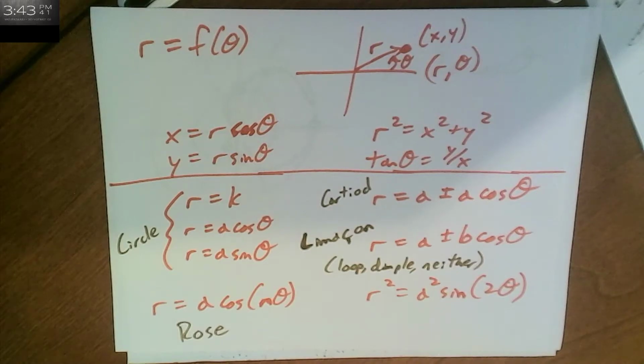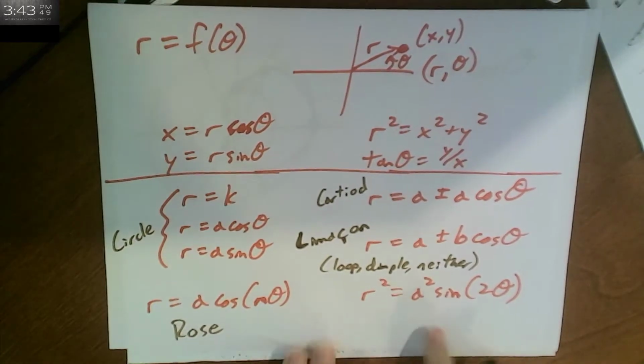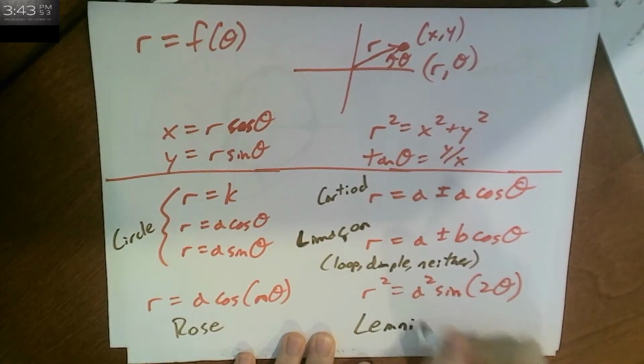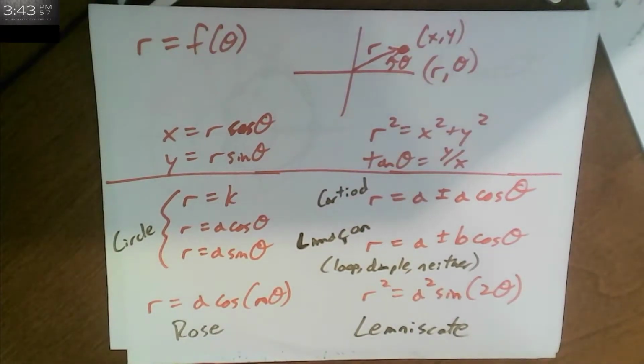n helps you define how many petals in your rose, right? Whether you have an even or odd n. Even n doubles, in fact, the number of petals. Something to think about. And finally, one that we're not going to do much with right now, but a lemniscate was the last big category of shape that you worked with. A lemniscate.